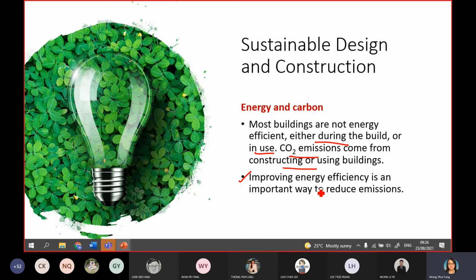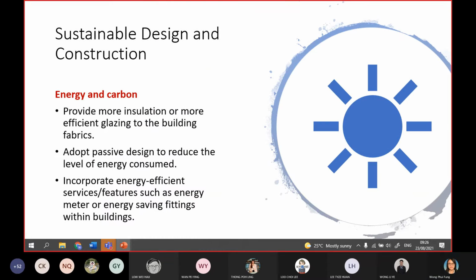As a result, improving energy efficiency for a building is very important in order to reduce this emission, due to the fact that a building lasts a very long time. We need to make the building healthy first. Okay? So what can be done? Of course, there are many ways.